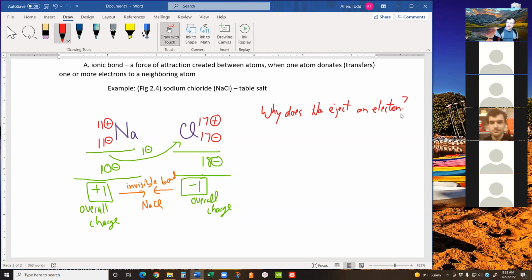Okay, it ejects an electron because its third outermost electron shell is unfilled, and that creates an unstable condition for the atom. The third electron shell is unfilled, which means the atom is somewhat unstable. And so in an attempt to become stable, you could either eject one electron and get rid of that third electron ring altogether, or you could find additional sources of electrons to fill up that third shell, which in this case, you'd need 7 additional electrons.